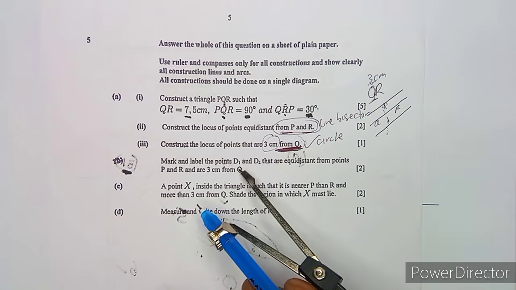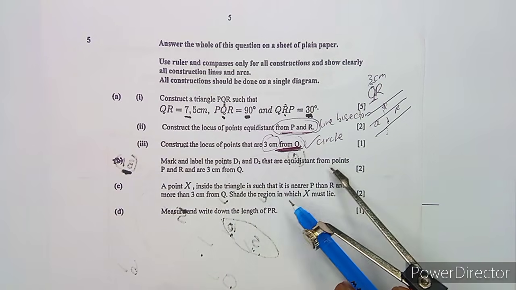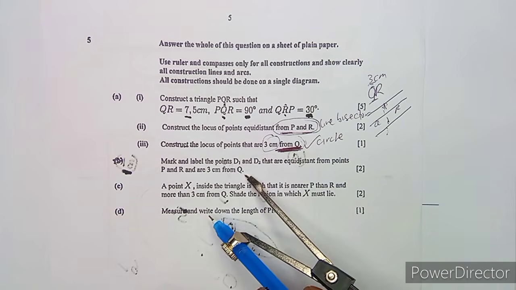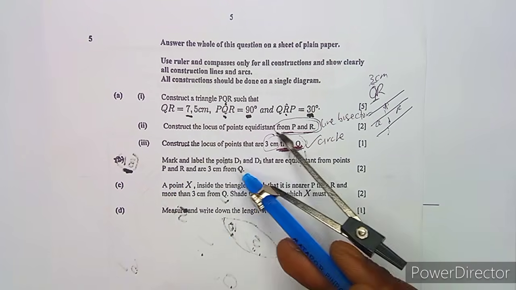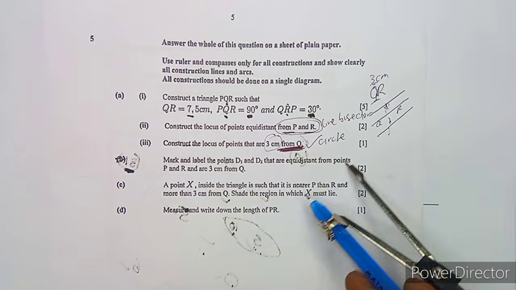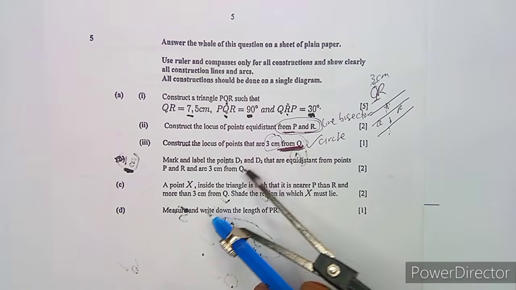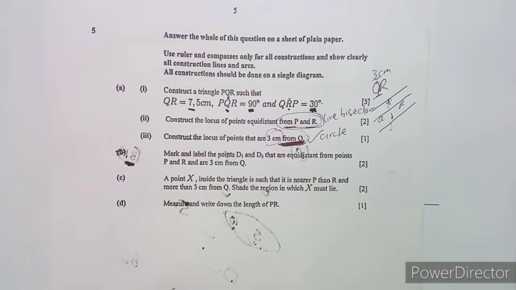Mark and label D1 and D2 that are equidistant from points P and R and 3 centimeters from Q. Okay, which means we are simply combining these two loci. As we can see, the first locus and the second locus are the ones being described here. So where are we going to find these two loci intersecting?